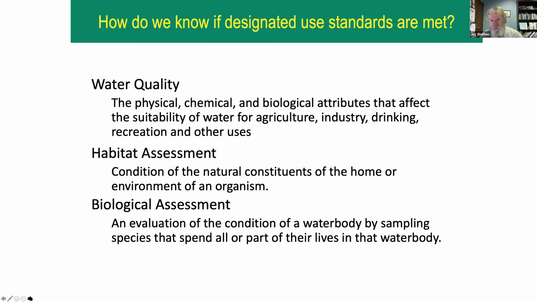But when we get into the urban context, which is kind of where we're heading here, we need to keep this in mind. But it's very simple. It's the physical, chemical, and biological attributes that affect the suitability of water for a given use. So we go directly back to that three-letter word, use, when we talk about water quality.